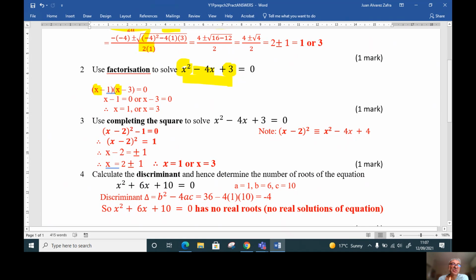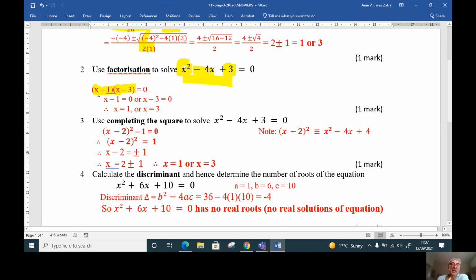So the factorization becomes x minus 1 times x minus 3 equals 0. Now to get the solutions from that, the only way that a product is equal to 0 is if one of the factors is equal to 0. So that means that either x minus 1 is 0 or x minus 3 is 0, which leads us to x equals 1 or x equals 3.